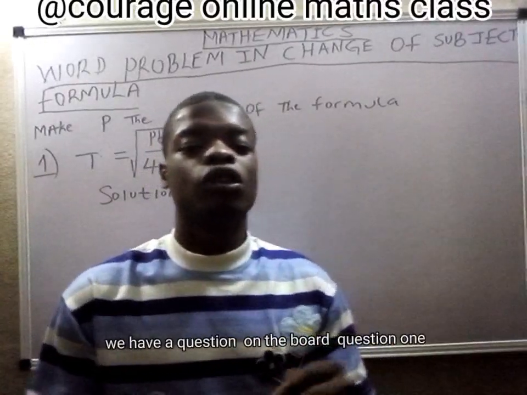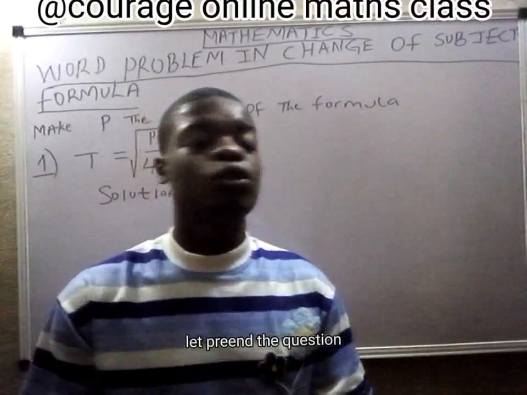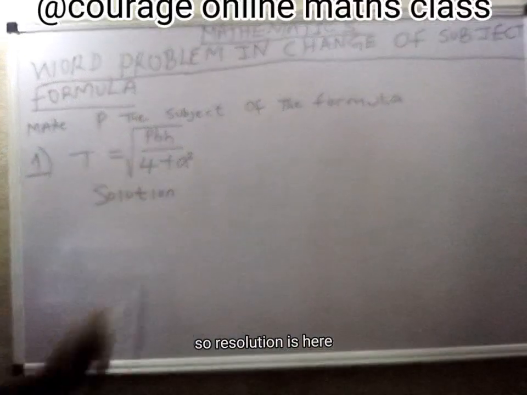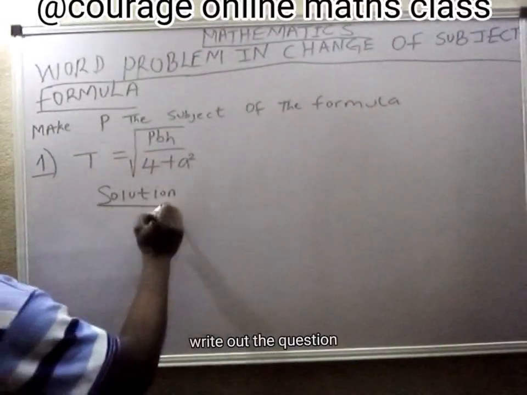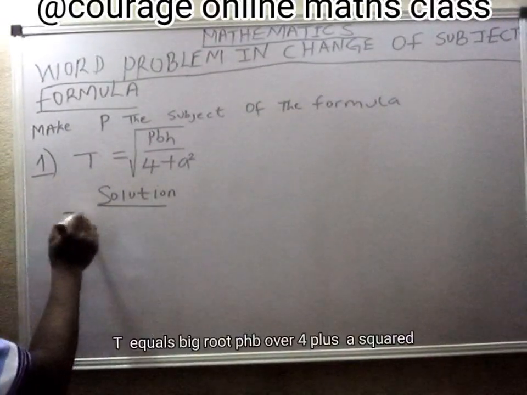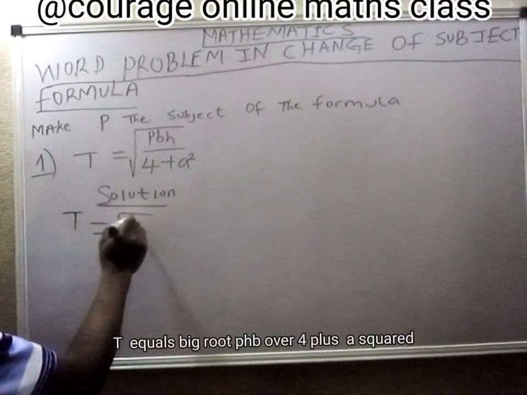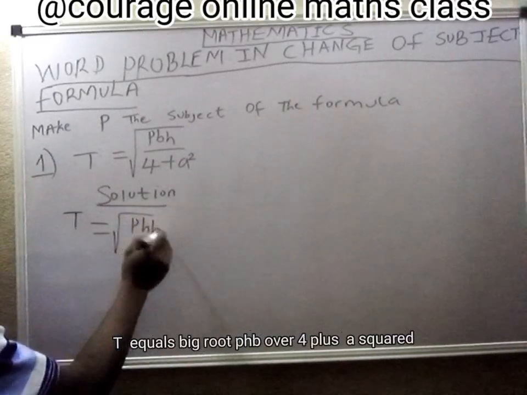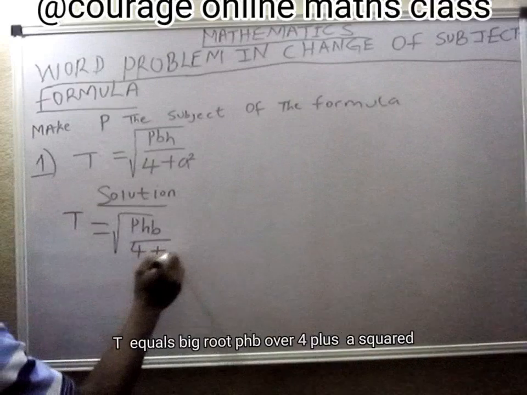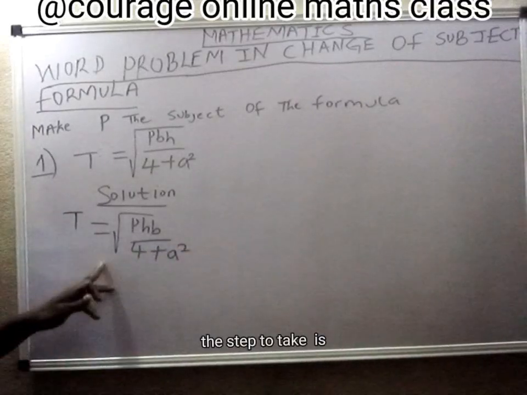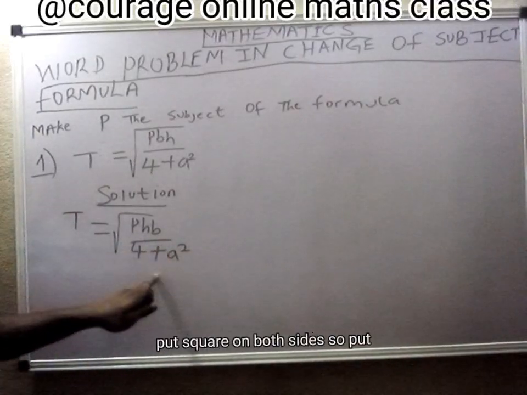So, we have a question on the board, question 1. Let's apprehend the question. Write the solution. It's here already. Write the question: T equals big root P H B over 4 plus A squared. The step we take next is put square in both sides.